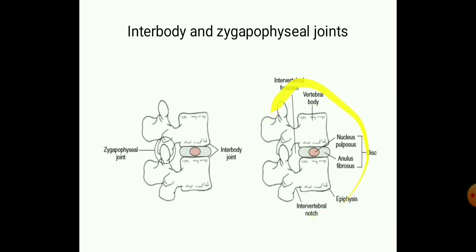This is the general landmarks. This is the vertebral body. We have the intervertebral disc, which has the nucleus pulposus, the annulus fibrosus, and these are the epiphyseal ends. We have the vertebral arch or neural arch, and this is the intervertebral foramen. These are the interbody and zygapophysial joints which we find in the vertebrae.